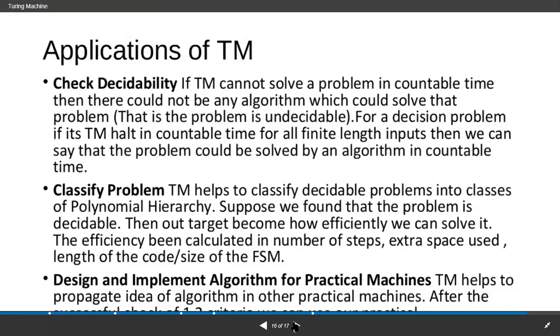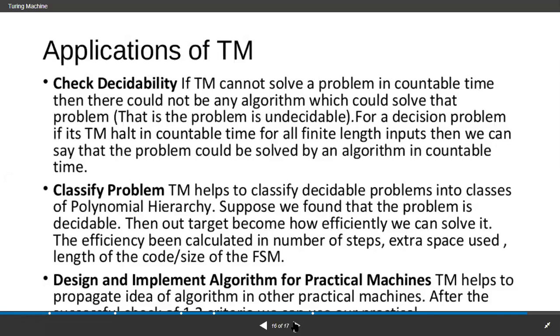And now the second application of the Turing machine is to classify problems. Here, the Turing machine helps to classify the decidable problems into classes of the polynomial hierarchy. This we can call a hierarchy, a class hierarchy. How to classify the problems with the help of the Turing machines.